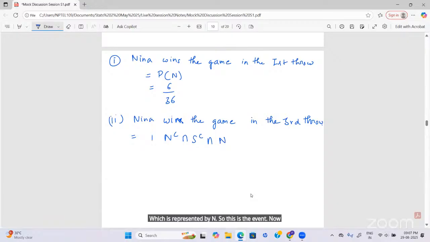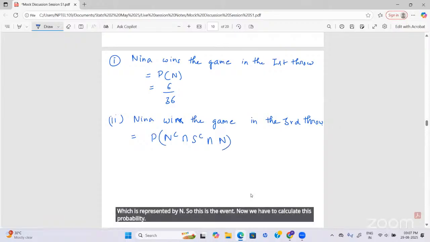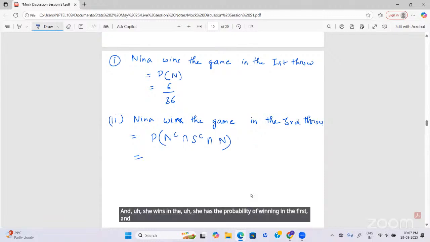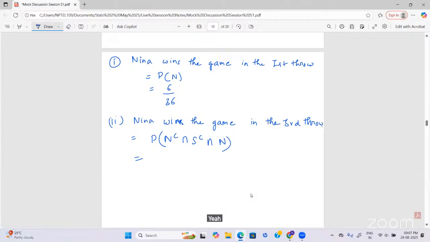Now we have to calculate this probability. Is this clear to everyone? Then I will solve the next step. Ma'am, she has the probability of winning in the first and then the third. What will be the probability of the third chance? Nina winning the game in the third throw? Yeah, that's what we are calculating here.